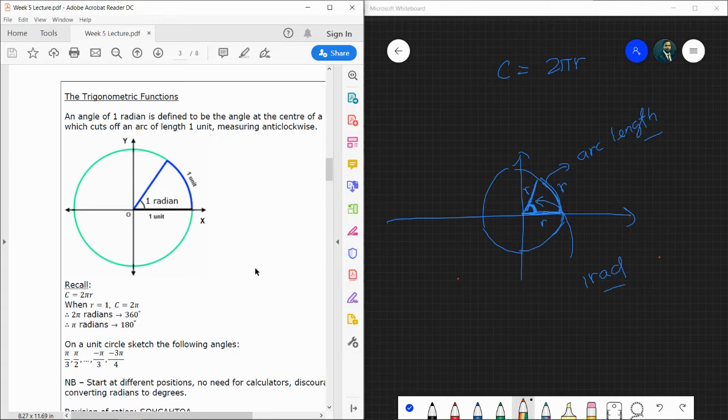So how many radians should you have in a circle? Because the circumference is 2 pi r, if you divide that by r, you have 2 pi.